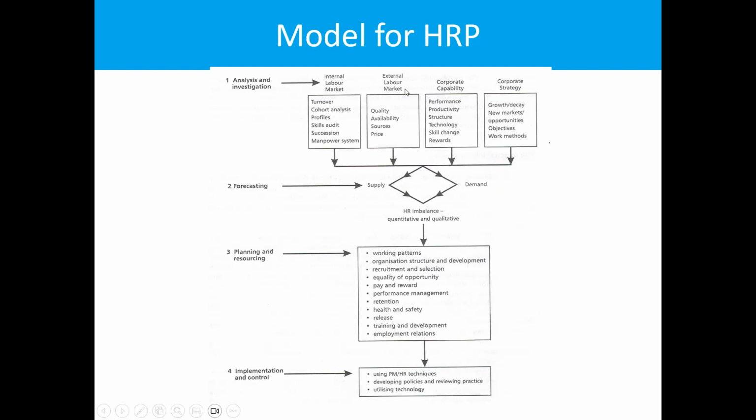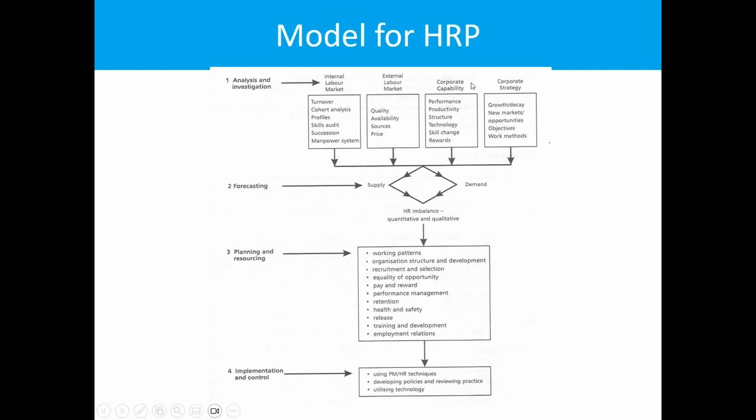So you need to look at the external labor market, and you need to look at the corporate plans. What is our current performance and productivity level? What is our current organization structure? What technology are we using? What are the skill changes that will apply to our organizations? What are the reward plans of our organization, in the sense of current employee rewards? So that is corporate capability.